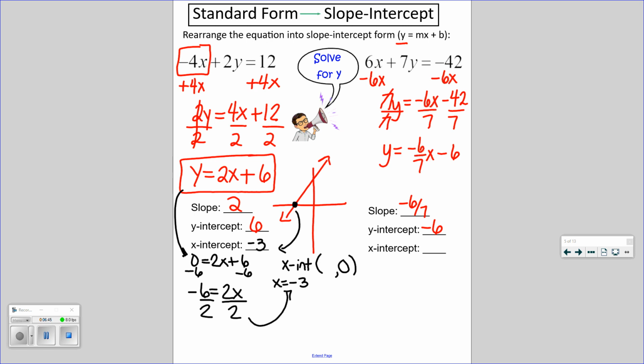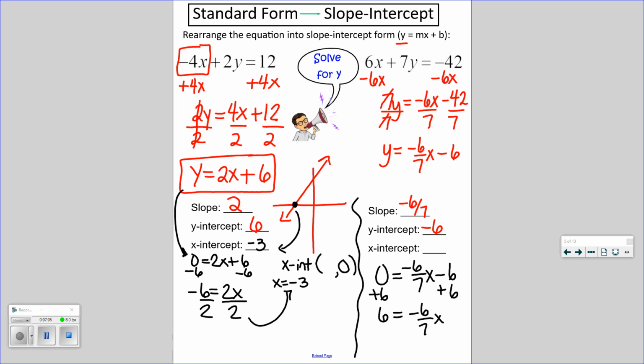And that's my x is negative 3. So over here, again, the y value is 0. So if I plug in 0 for y, I get negative 6/7 x minus 6. First step, I would add 6 on both sides.